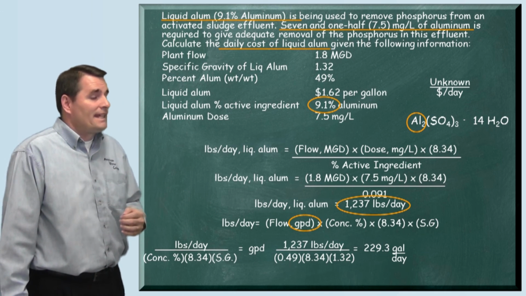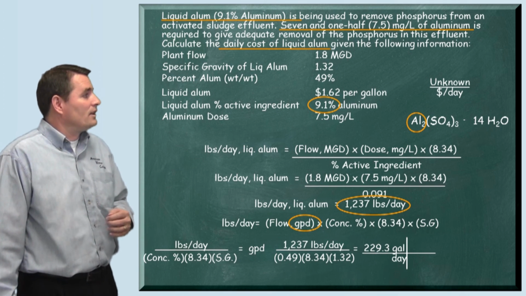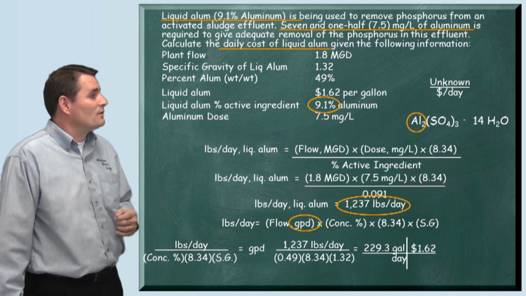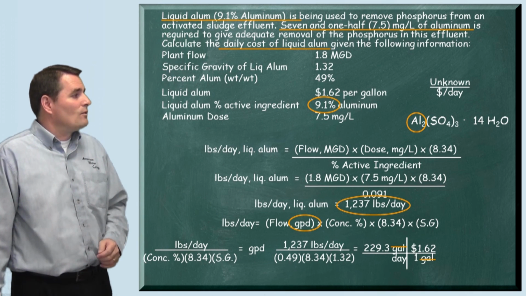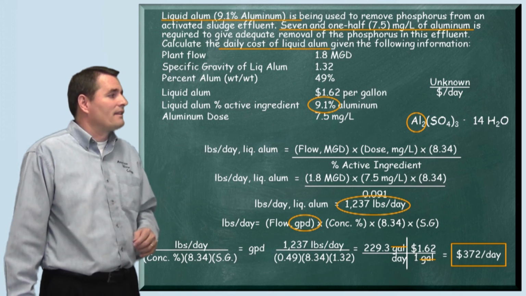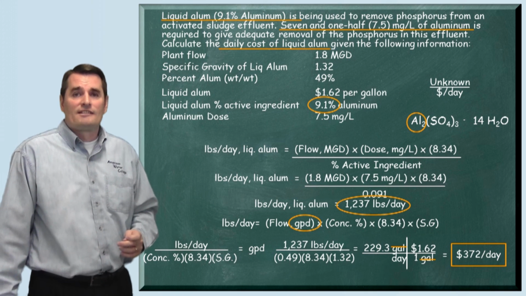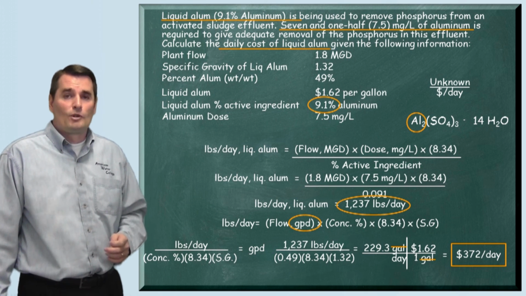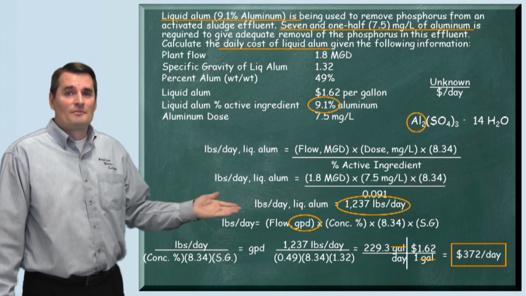Well, now that we know how many gallons per day, we simply do a unit conversion using our $1.62 per gallon, and notice that the gallons go away and we're left with dollars per day. And when we do this math, we come up with approximately $372 per day. And that, my friend, is how this problem is solved.